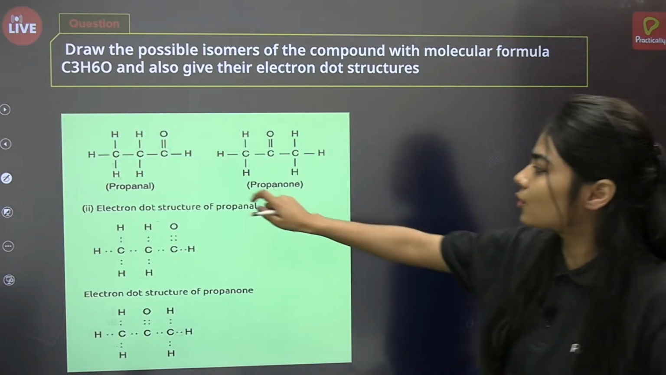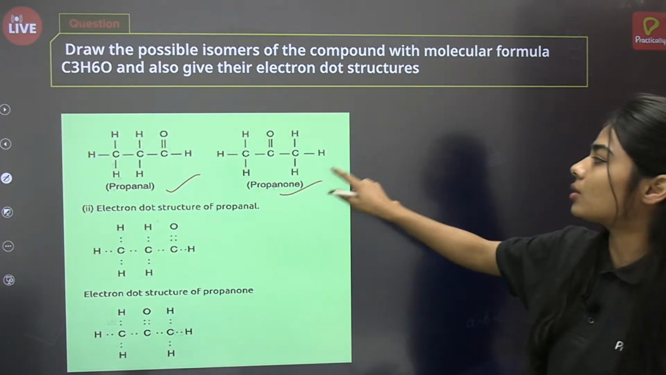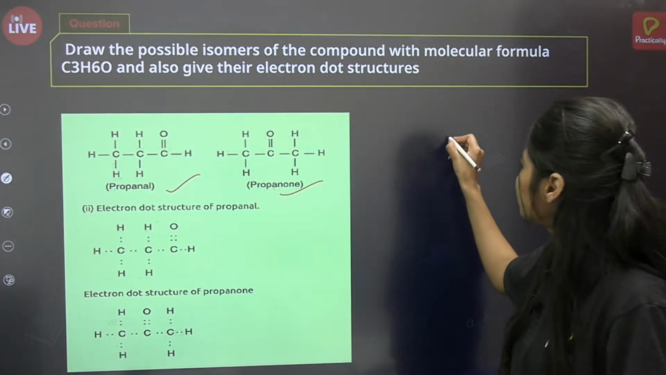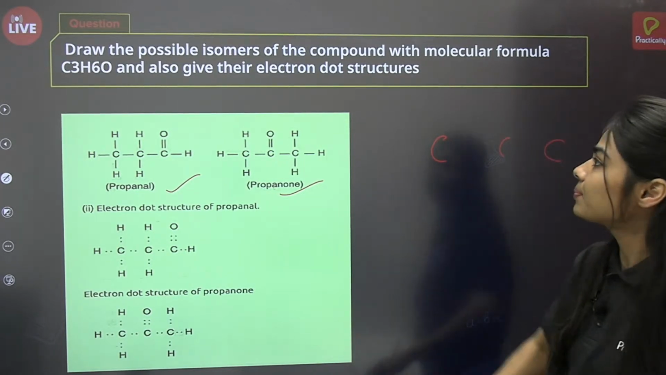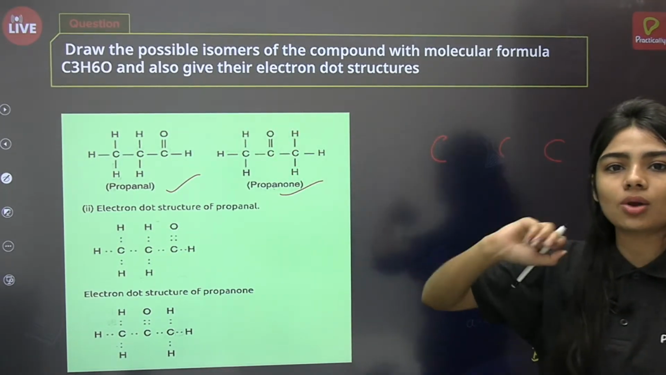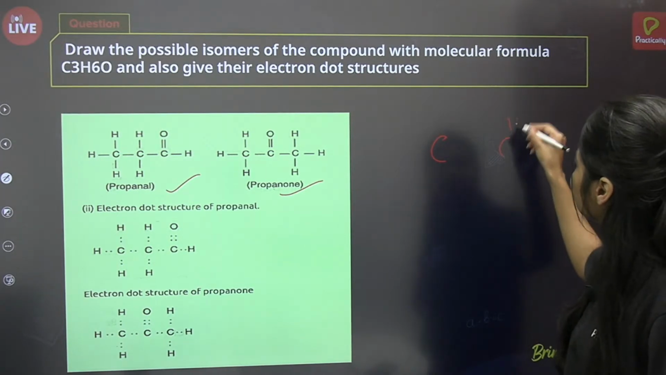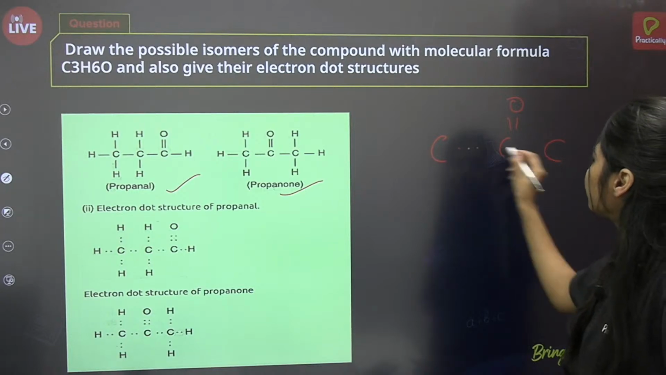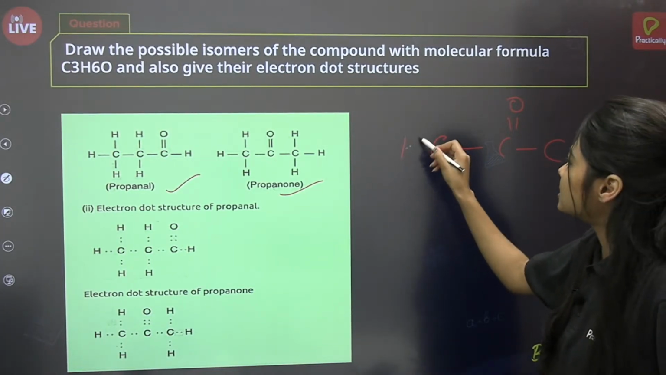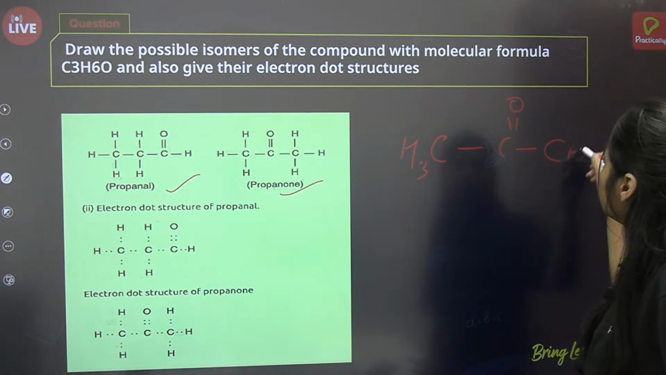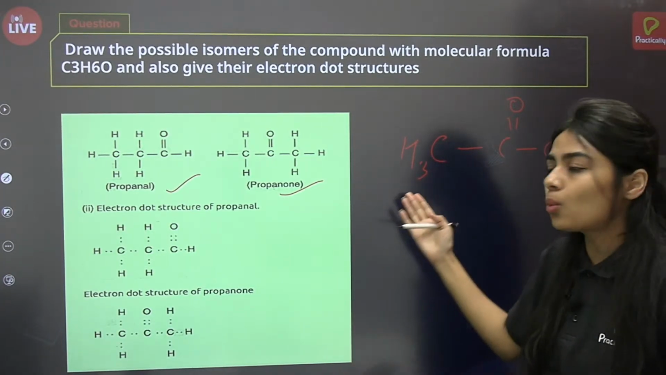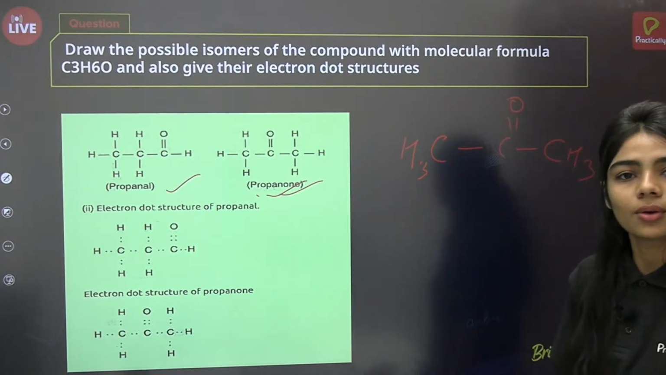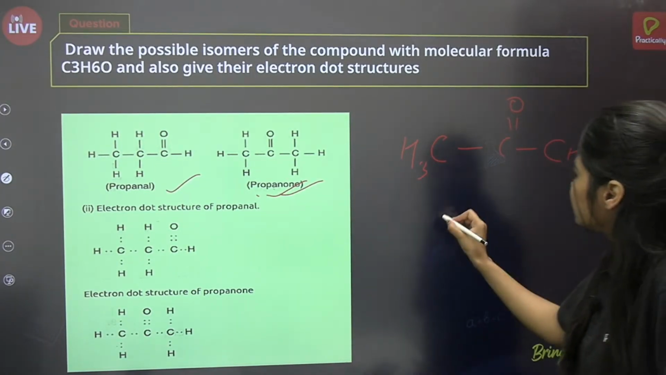Here you can see that propanol and propanone are the 2 possible isomers of C3H6O. So 3 carbons, H6 and 1 oxygen. What I have done is attach an oxygen to the 2nd carbon, and then satisfy the valency, CH3, CH3. That is your propanone.